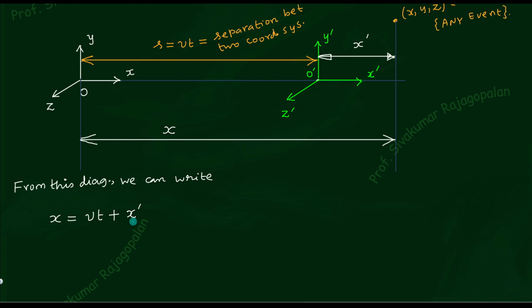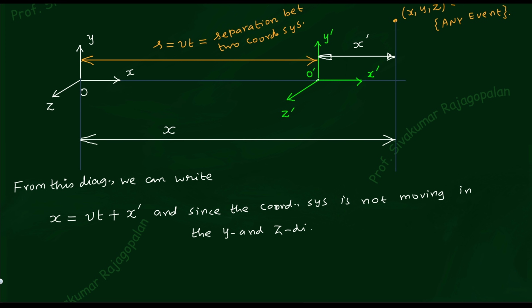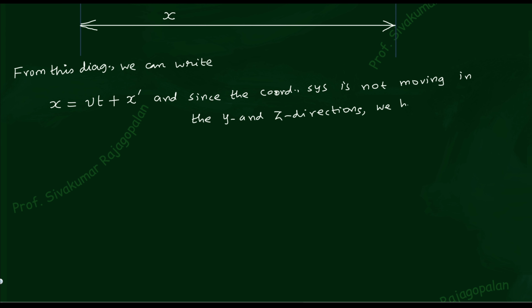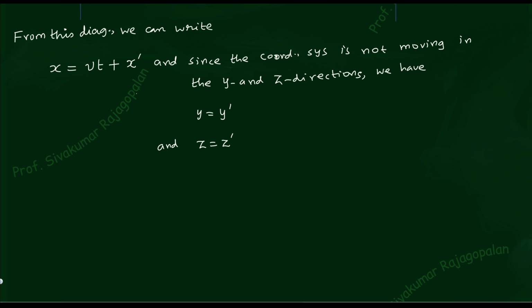And that's all. That is the only equation that you can write down from this particular diagram, because it is only along the x-axis that the coordinate system is moving. The other directions, like y direction and z direction, are not moving. So there is no special equation to be written down, which means that they are identically the same. And probably we can say that y equals y prime and z equals z prime.